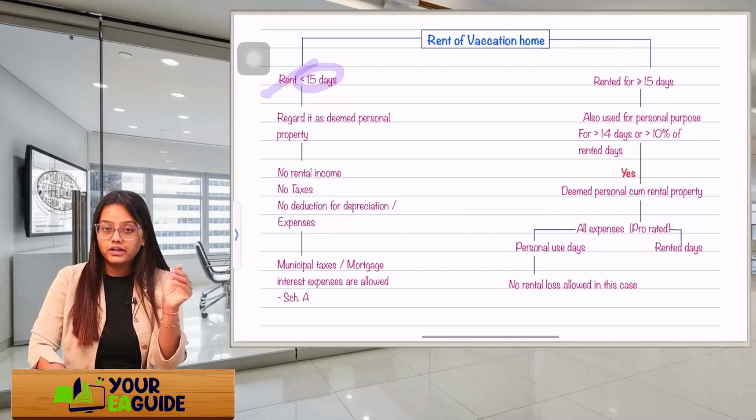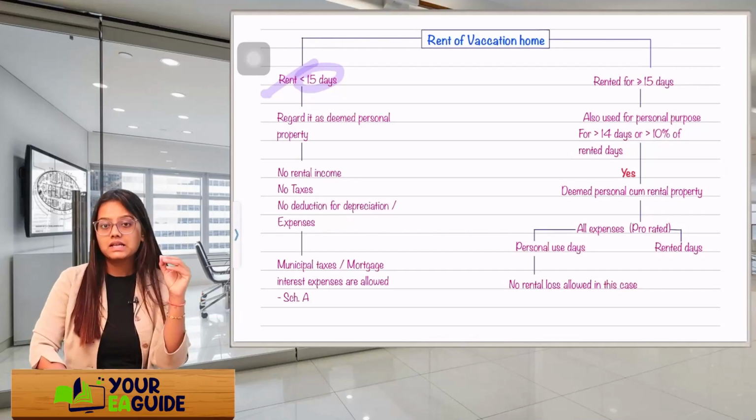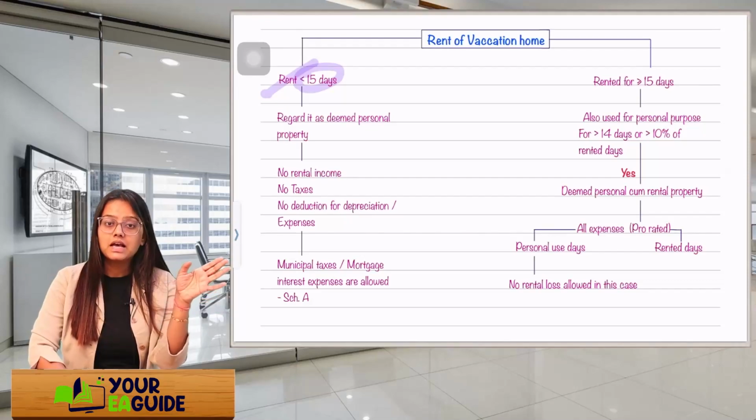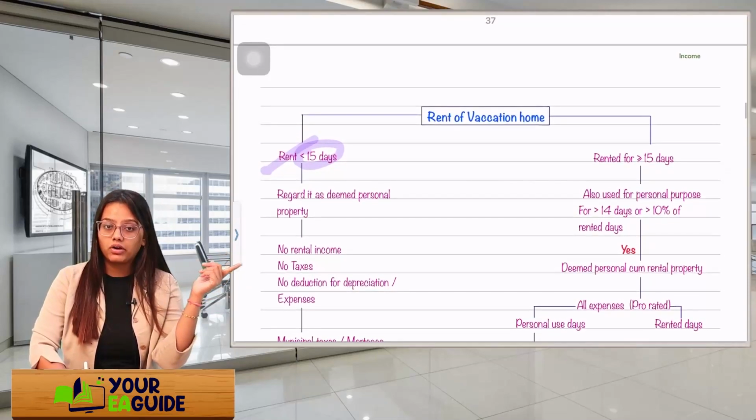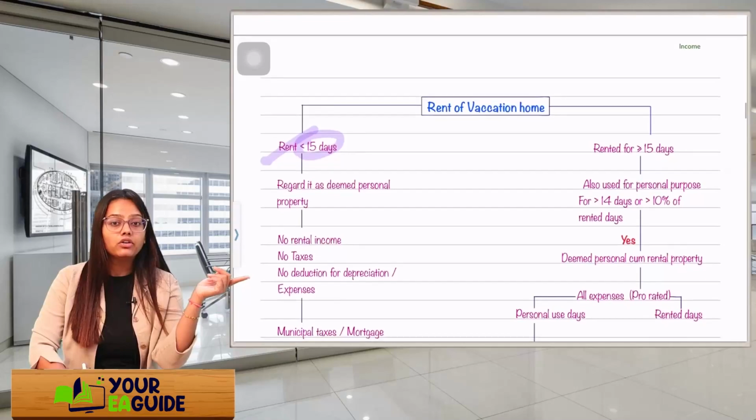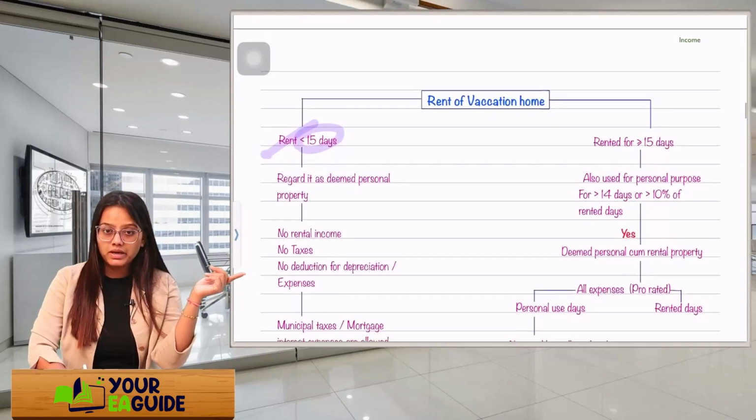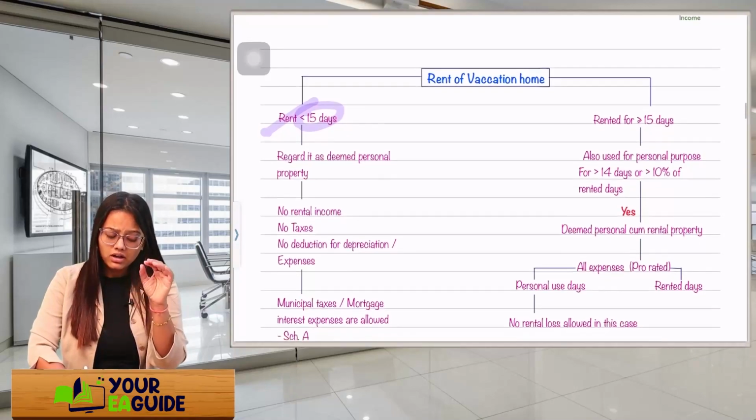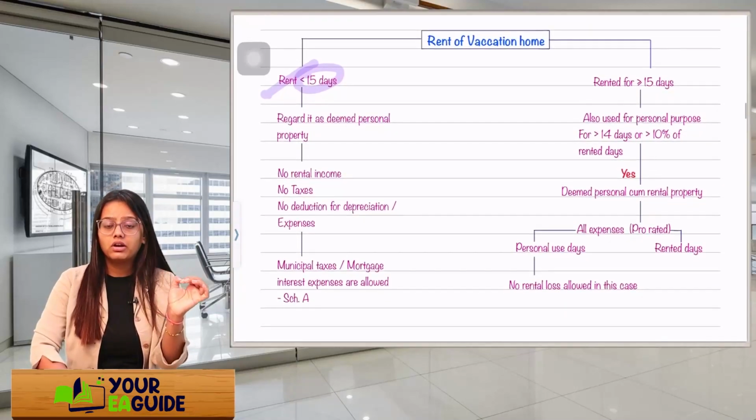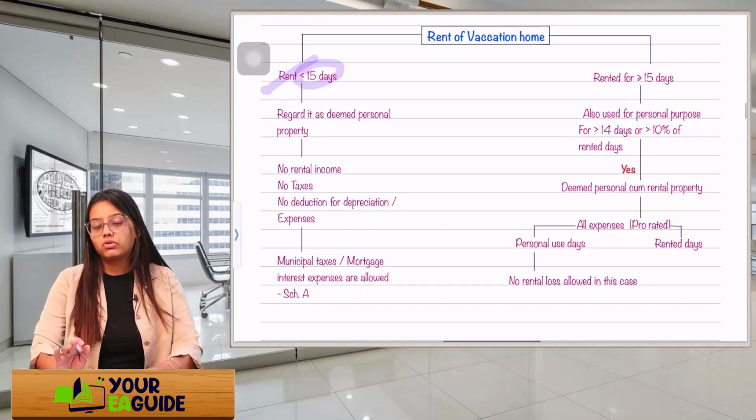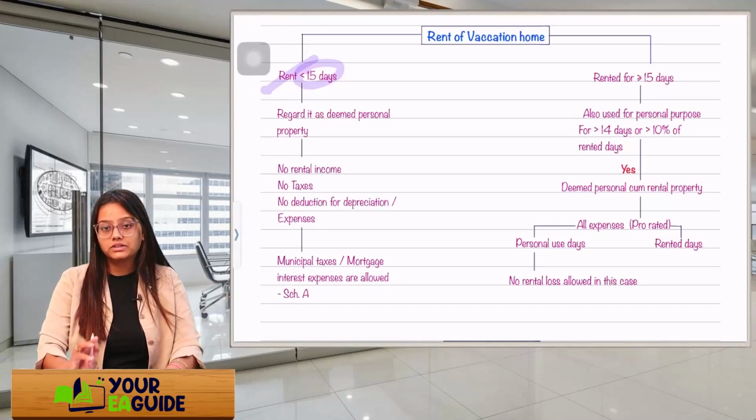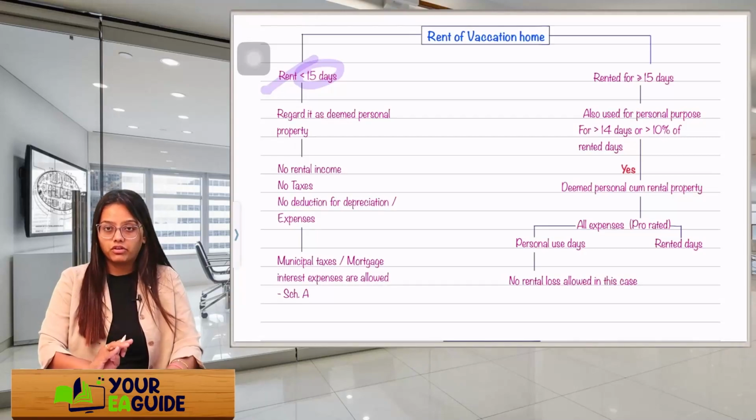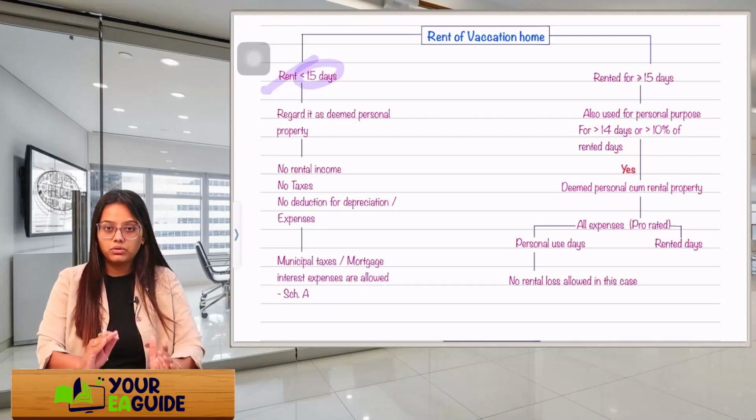So if you have rented it for less than 15 days, it's your own vacation home, then no rental income will be recorded, no taxes you have to pay, no deductions, no depreciation will be allowed, and no expenses will be allowed. In short, it will not be considered as rental income in your tax return. You can only take the municipal tax and mortgage interest on your Schedule A of your 1040 return. It will not create any Schedule E.